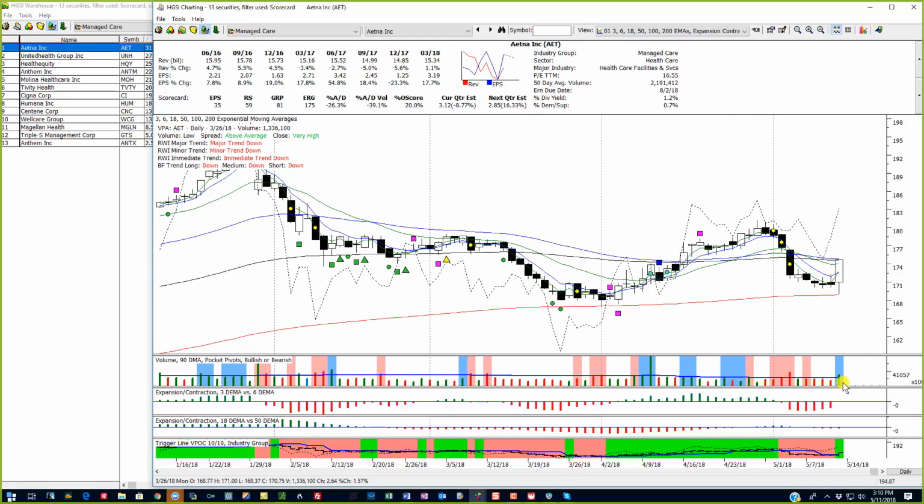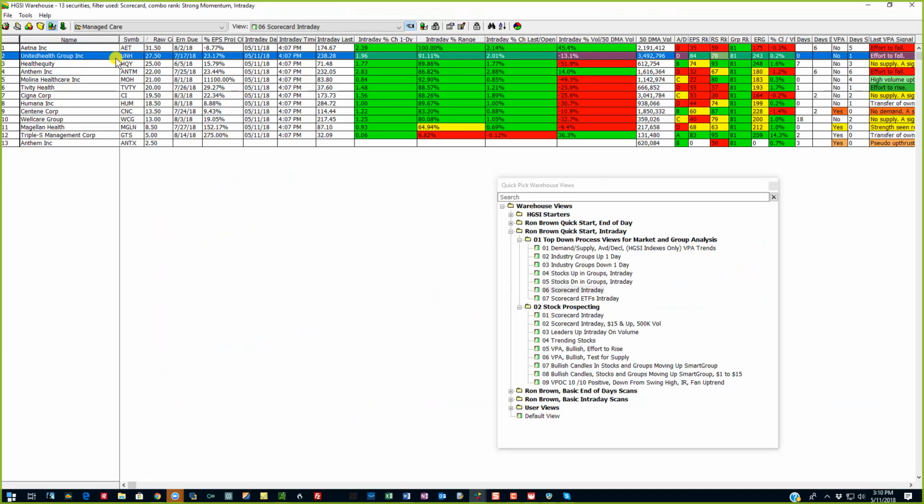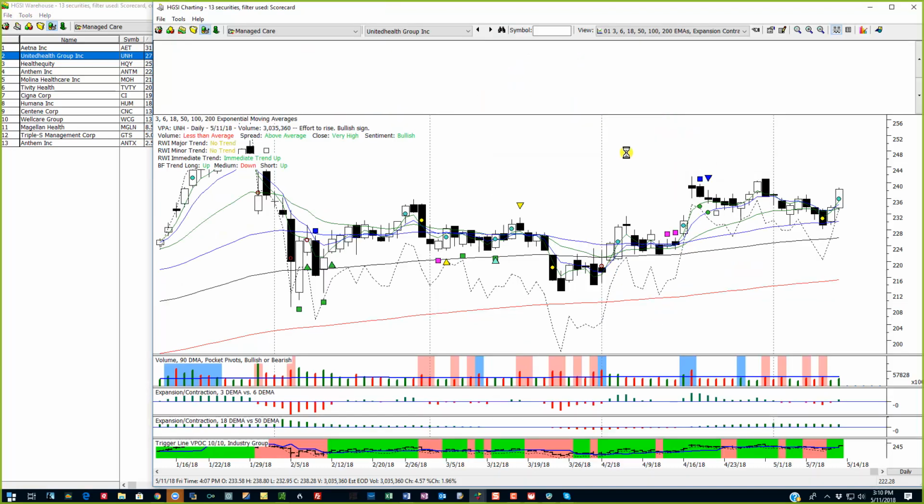this closed at its high on good volume. The volume point of control turned positive. Once again, if I take a position in this, I'm going to use options. And I will not be taking any kind of a large position. Okay, Unitedhealthcare.